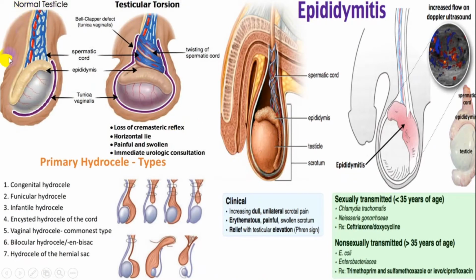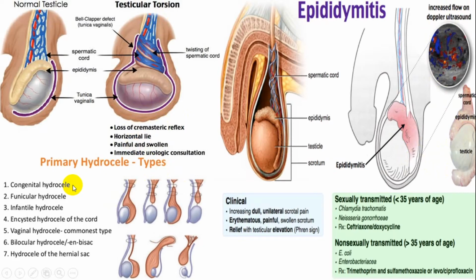Normal testicle has such structure, and testicular torsion has such a clinical picture, characterized by loss of cremasteric reflex, horizontal lie, painful and swollen testes, and immediate urological consultation is important. Epididymitis shows increased flow on Doppler ultrasound, and you can see the picture of epididymitis.